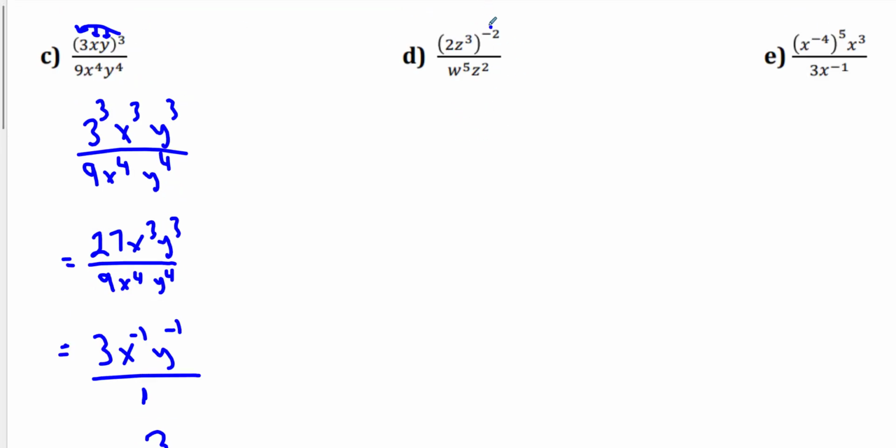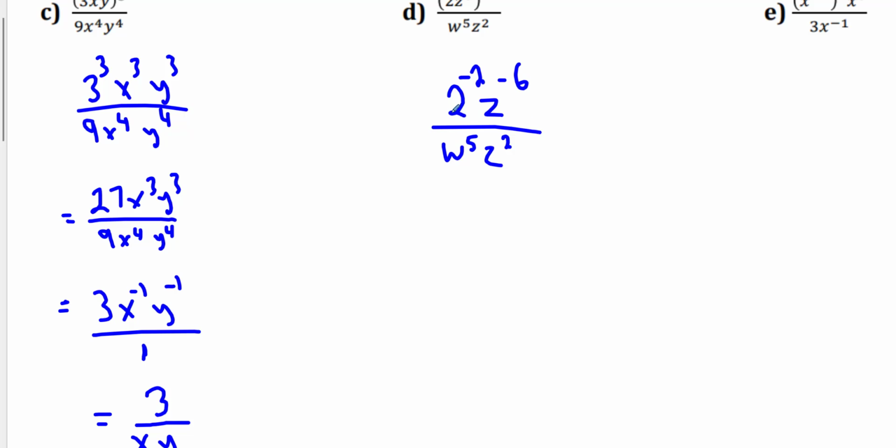All right, here we have this thing here. Remember that negative 2 applies to the number and the letter. So that's 2 to the power of negative 2 and z to the power of negative 6, because 2 times 3. And the numerator doesn't really do much. What is 2 to the power of negative 4 over negative 2? That's just 2 squared basically. That's 4 to the power of negative 1.